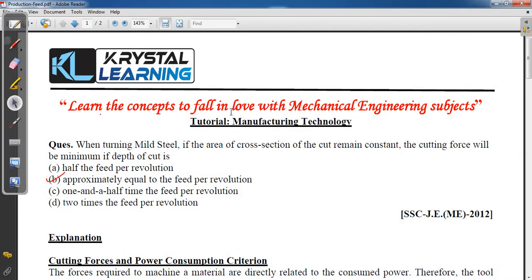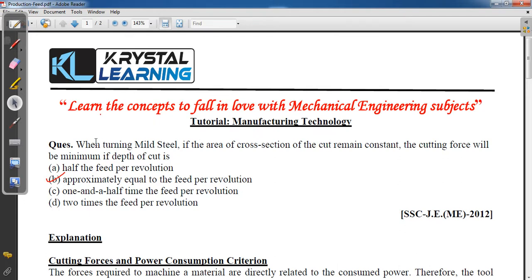Today we will see the concept of effect of cutting force on depth of cut and feed rate etc., which comes under the subject of manufacturing processes, in machining.